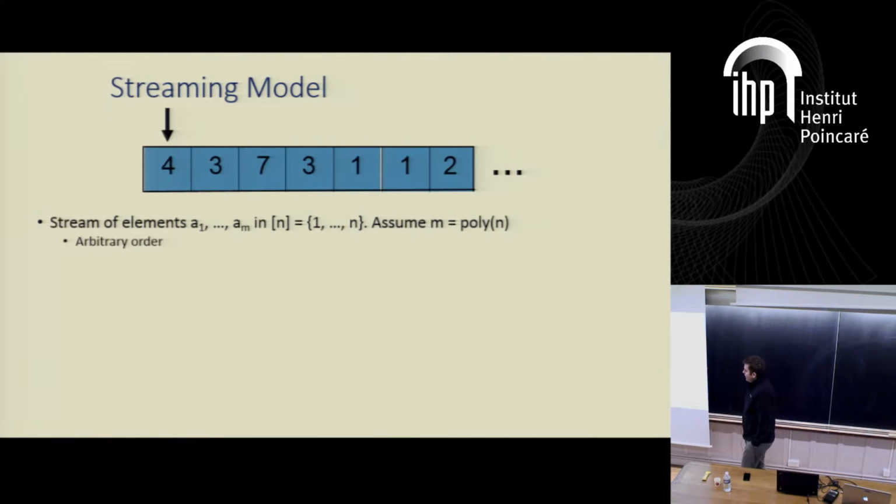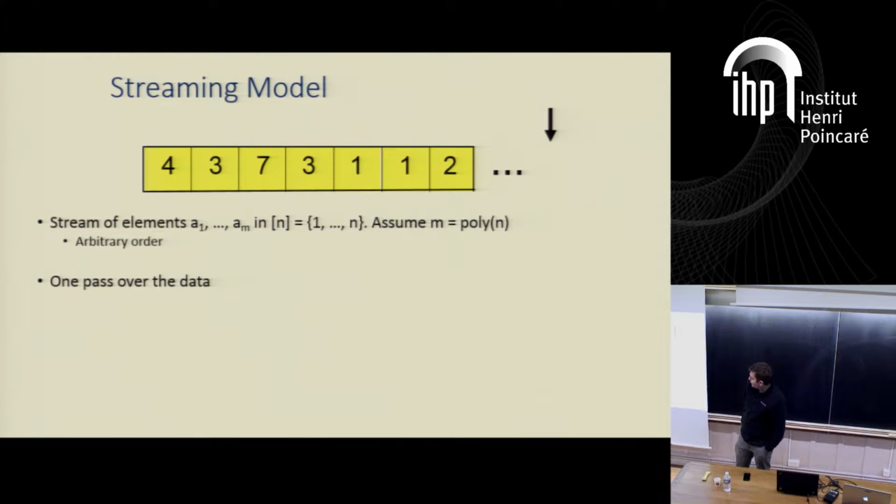So let me recall the streaming model. We're given a stream of elements, A1 through AM. Each element is, without loss of generality, drawn from the set [n], which is the first n positive integers. And we're going to assume the length of the stream m is polynomially related to the universe size n. And the stream of items is presented in an arbitrary order.